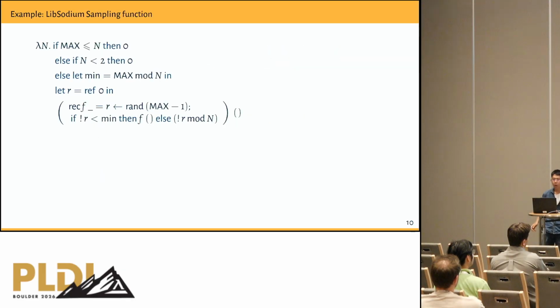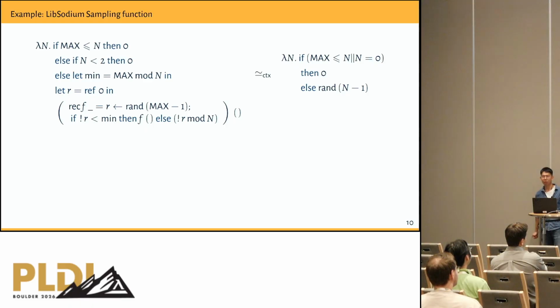As another example, we considered an implementation of a sampling function in the libsodium library. Libsodium is a widely used and well-respected cryptographic library, and it has this function, and as you can see from the implementation, it is quite straightforward to see what it does. Okay, I lied. It's not that straightforward, and that's why it's useful to show contextual equivalence. And as you can see from the simpler program, this just does some simple bounds check, and if it passes, it returns a random number from 0 to n-1 uniformly.